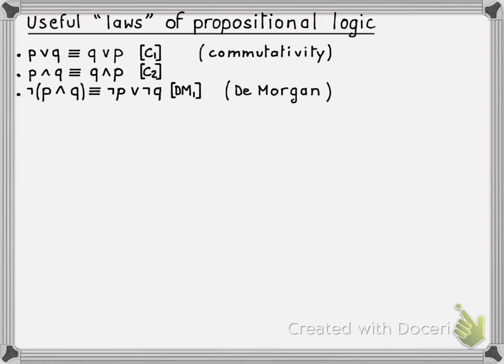And the second one is symmetrical by swapping the and or connectives. It says that the negation of a disjunction is logically equivalent to the conjunction of two negations. So the intuition here is, if it's not the case that at least one of P or Q is true, then it must be the case that both P is false and Q is false.